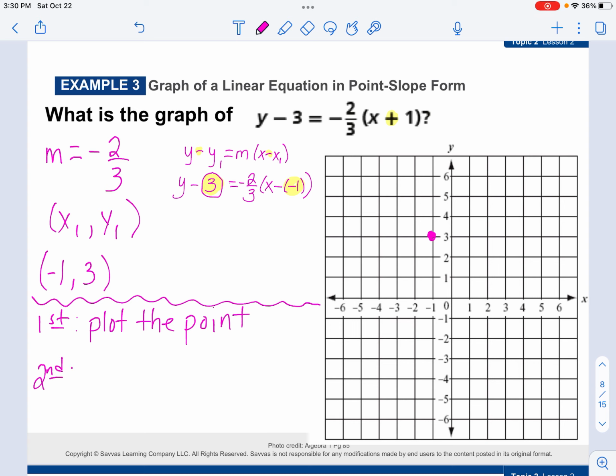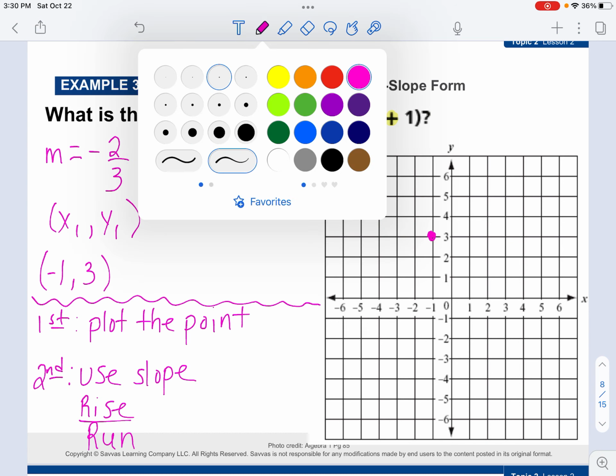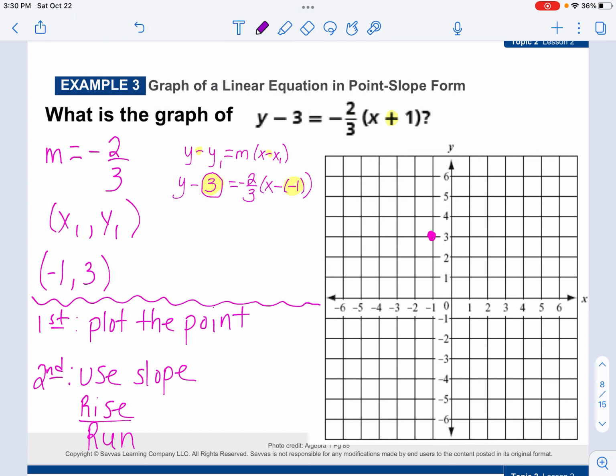Second, use the slope. So remember, slope is rise over run. And in this case, we have a slope of negative 2 over 3. So if our rise is negative 2, we're going to go down 2. And our run is positive, so we're going to go to the right 3.